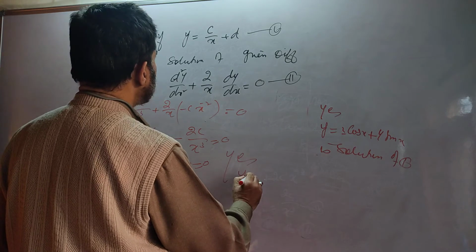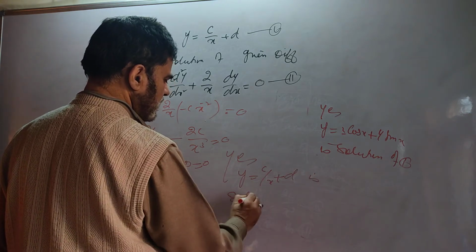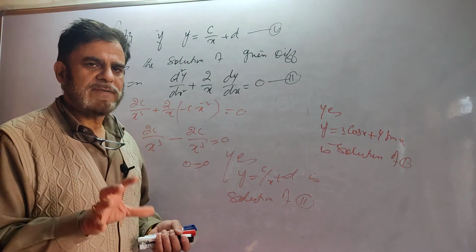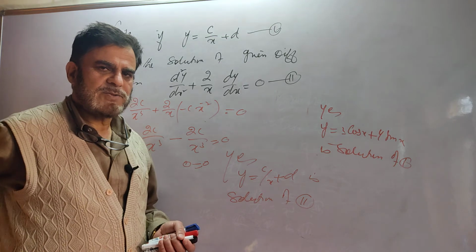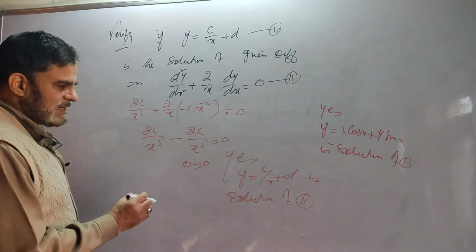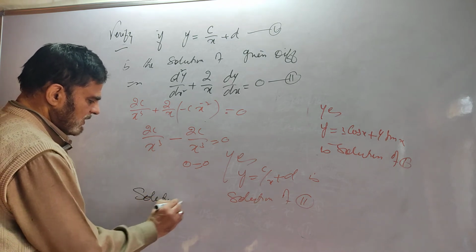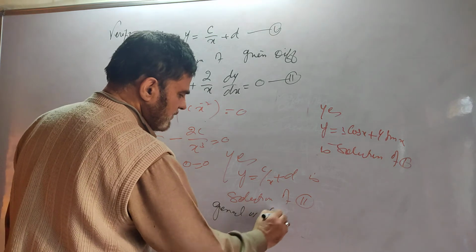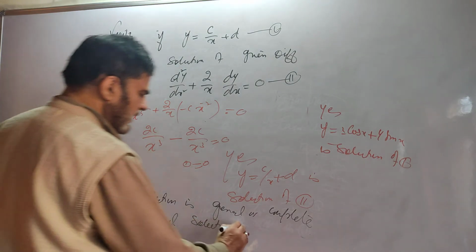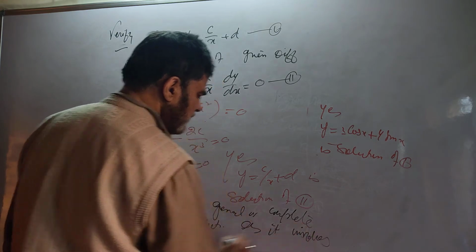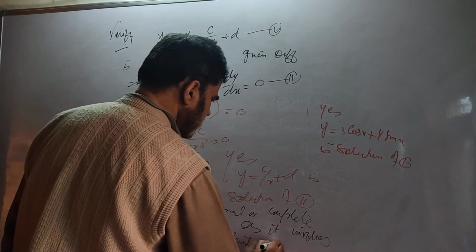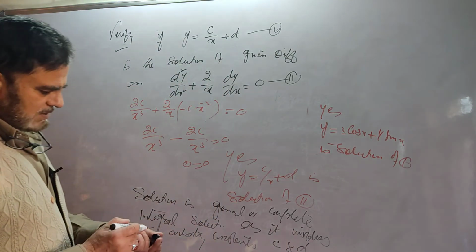Yes. y is equal to c by x plus d is a solution of the second equation. Now which type of solution is it? You don't have here arbitrary values of c1 and c2. You have the general value. Here constants c and d are involved. General constants. So the solution is general or complete integral solution, as it involves two arbitrary constants, that is c and d.